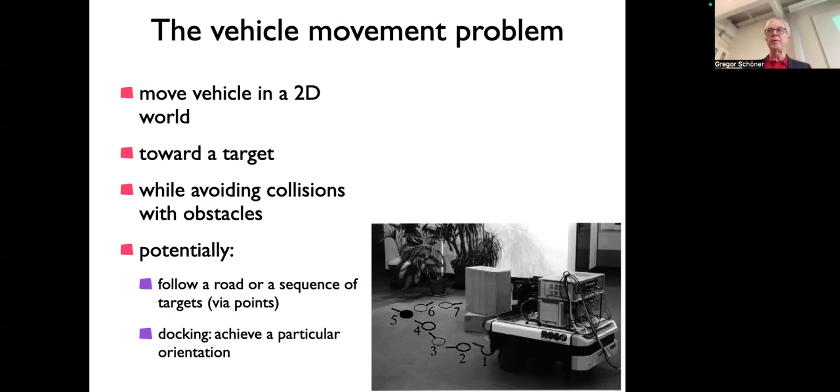In general, there would be additional things like following a particular route, like on a road, and there might be via points you have to go through. Like if you're a vehicle in a company, you would have certain via points you have to go through and so on. These will not be the things we'll be discussing. We're really just discussing the planning action of a vehicle that consists of going to a target while avoiding obstacles. So it's the most basic planning problem.